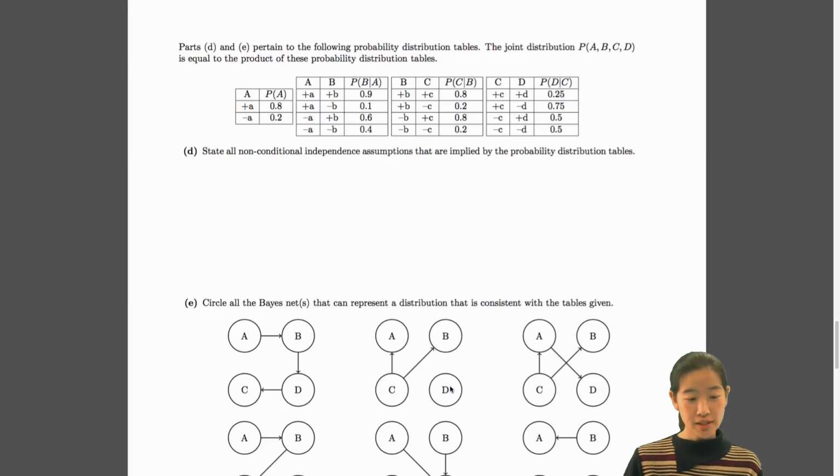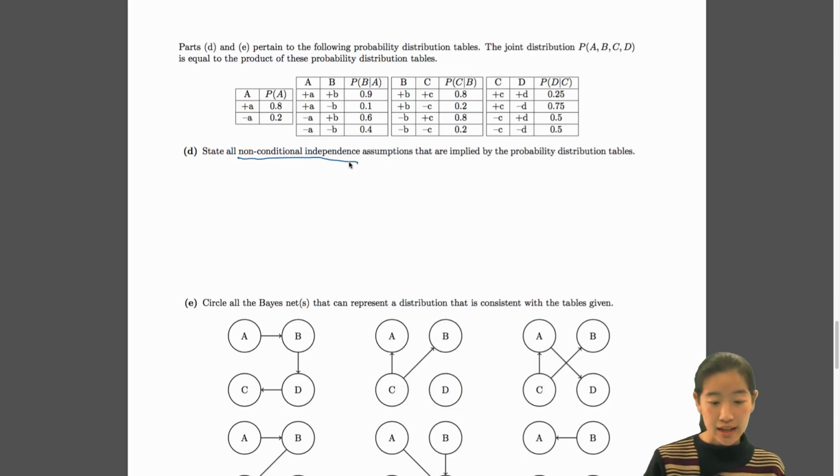Okay, so now we're going to start doing parts D and E. So we're going to look at what it means to be independent using the conditional distribution table. So part D asks, what are all the non-conditional independence assumptions? So we're not talking about A independent from B given something anymore. We just want what happens between each variable. So let's look at all of them. So let's start with what is not independent.